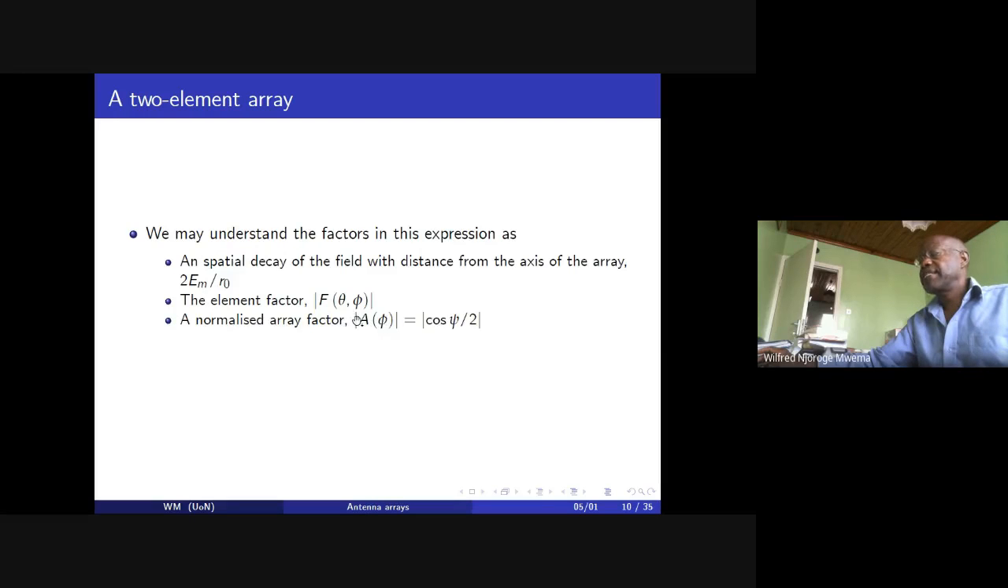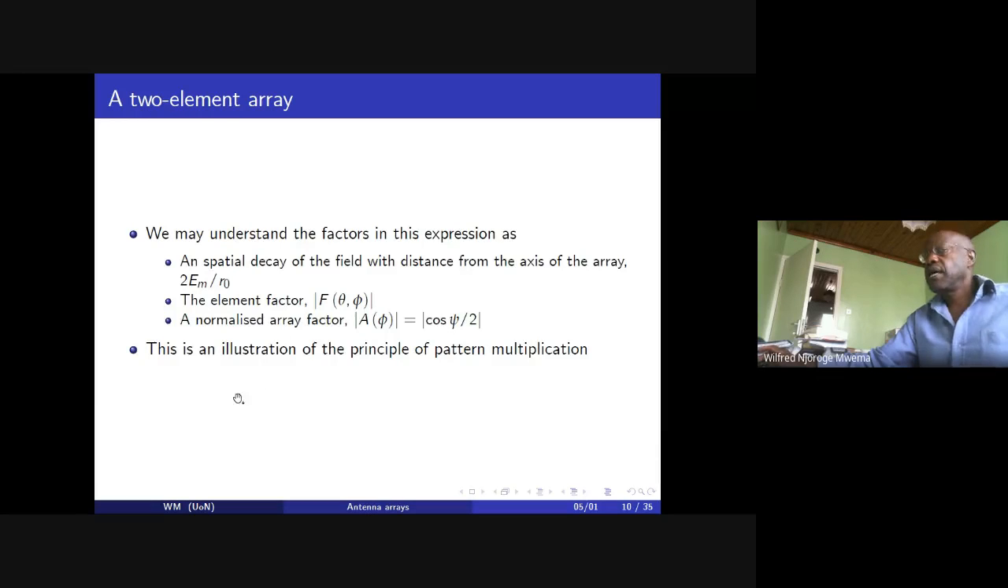The array factor is the contribution, or the shaping of the radiation pattern of the antenna system, appearing because of having more than one radiating element in that system. And this we can see for the 2-element antenna system. The normalized array factor is just cosine of psi divided by 2. And this is an illustration of what we call the principle of pattern multiplication.